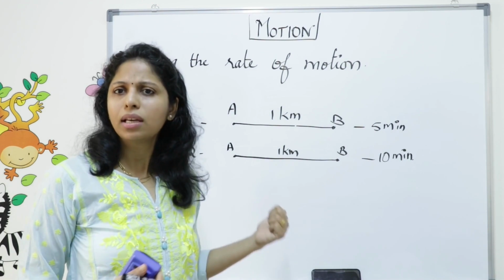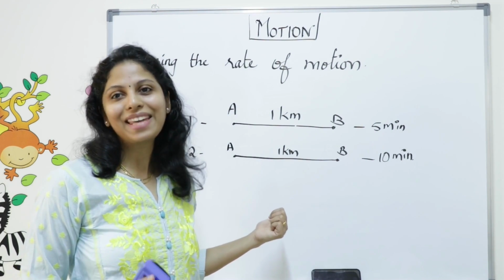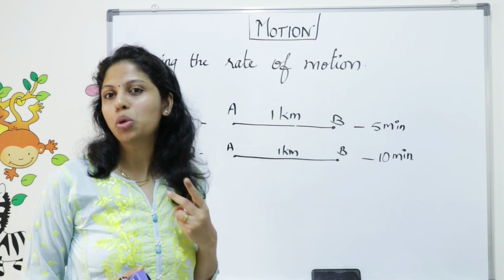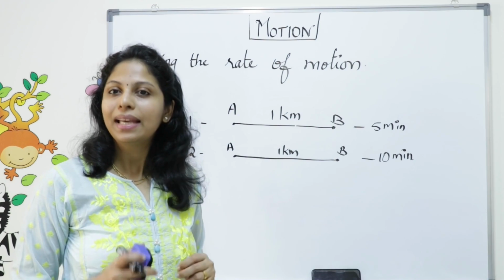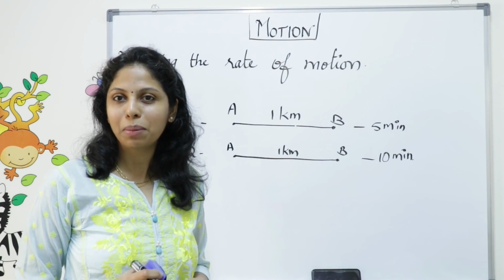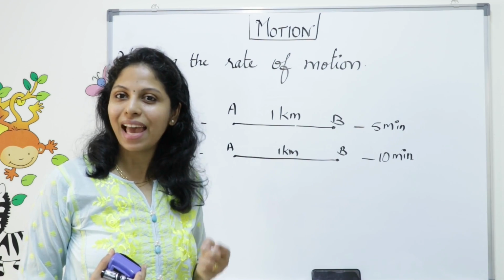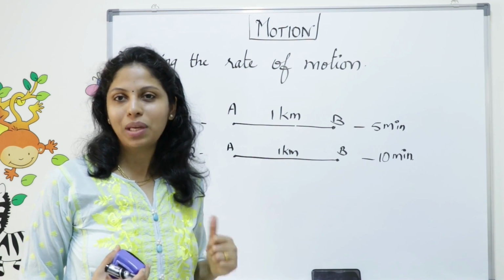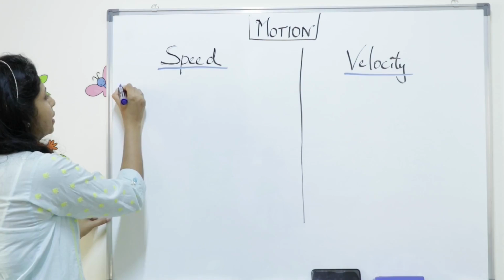So, can we calculate the rate of motion? Yes, we can calculate the rate of motion using two quantities, that is nothing but speed and velocity. In the previous classes, we have already discussed two quantities. Do you remember what were the quantities? Yes, it is distance and displacement. So, in today's class, let us discuss what is speed and velocity.